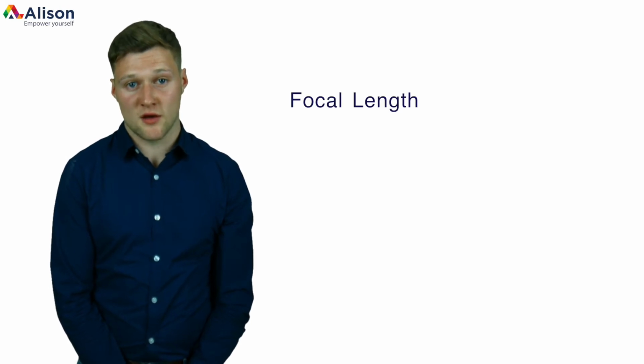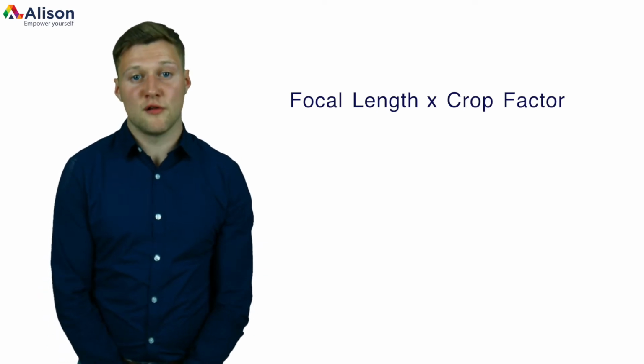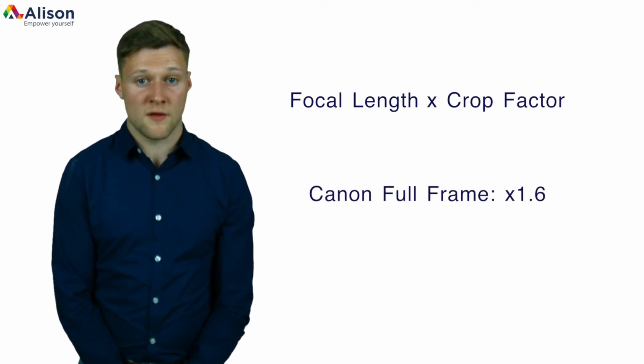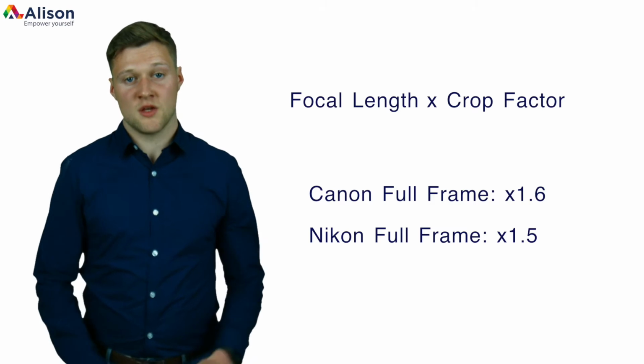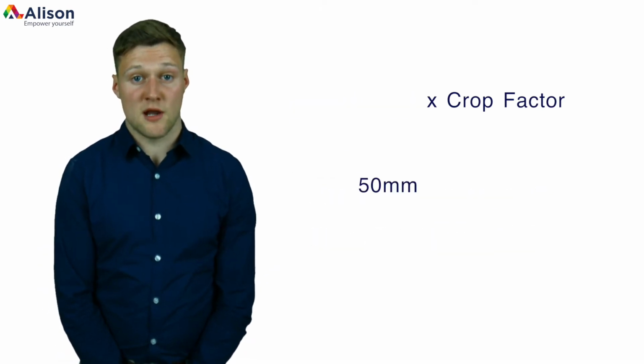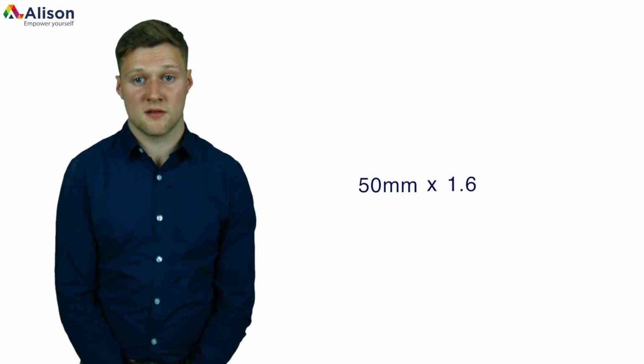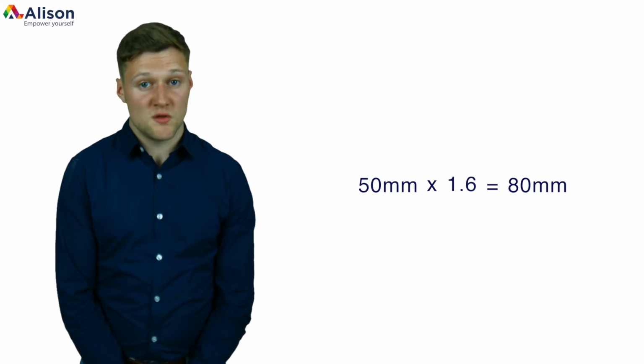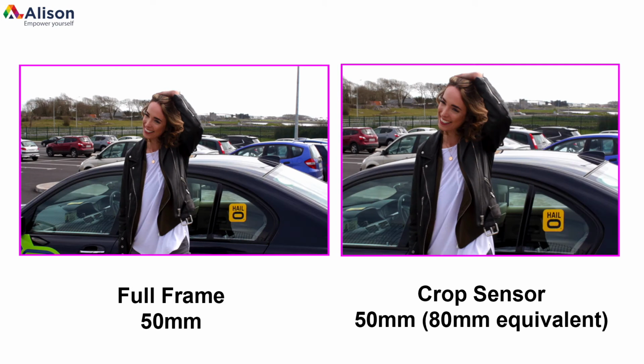In order to calculate the cropped down field of view on a crop sensor body, you simply take the focal length of your lens and multiply it by the crop factor. For Canon users, full frame bodies are 1.6 bigger than their crop bodies, and Nikon users are 1.5 bigger. So, let us take a 50mm lens and multiply it by 1.6, which, when you do the math, gives us 80mm, which means that using a 50mm lens on a crop body gives me the equivalent to using an 80mm lens on a full frame body.